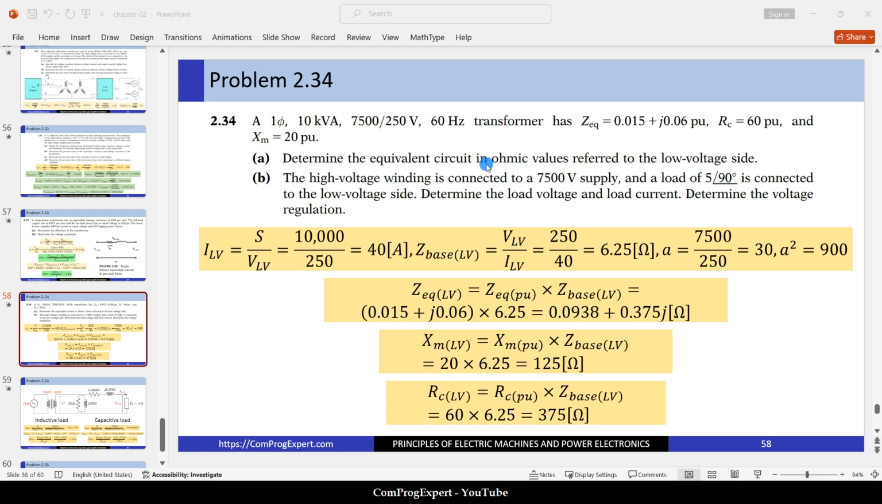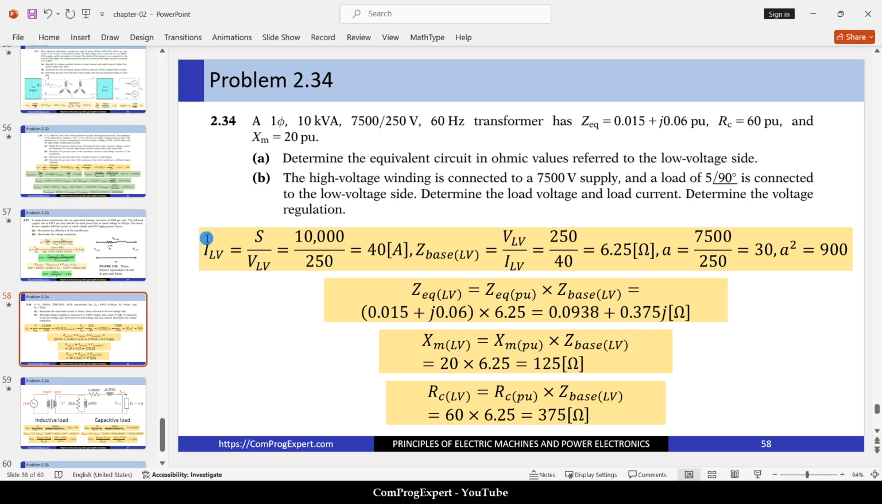Okay, so in this problem, the per unit values for the equivalent model are given, and we should calculate real ohmic values. So first of all, we should calculate the base current and the base impedance for the low voltage side. Then we can calculate the ohmic values, considering this equivalent impedance and the core resistance and the magnetizing reactance.